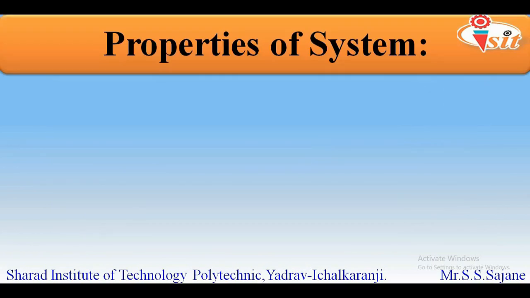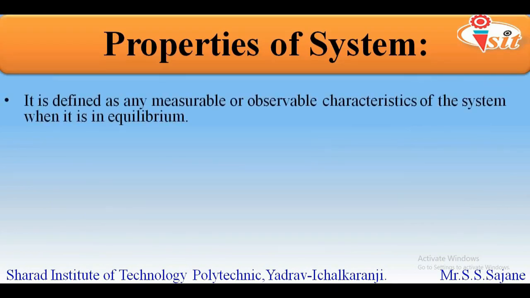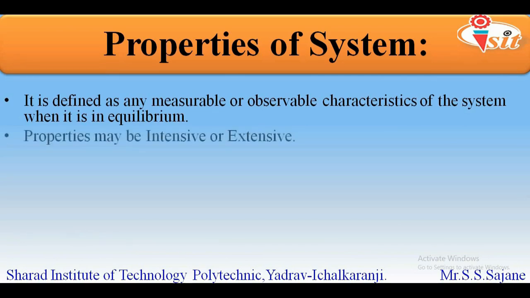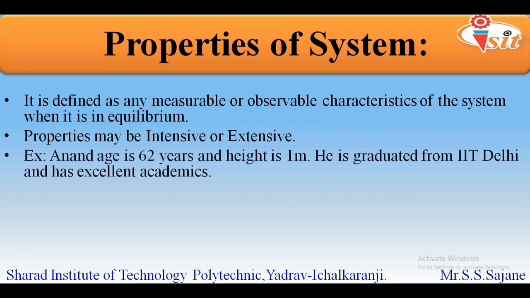Next, we have seen what are the properties of system. First, we have defined what is actually the meaning of property. So any measurable or observable characteristic of the system is nothing but the property of that system. There are actually 2 types of properties, that is intensive and extensive property. I have given one example to explain the concept of this property. So I have given the example of the person named Anand. His 4 characteristics were given, that is his age, height, his graduation, and his academics. So these are nothing but the 4 properties of Anand.